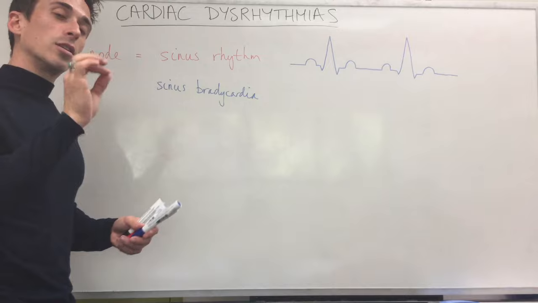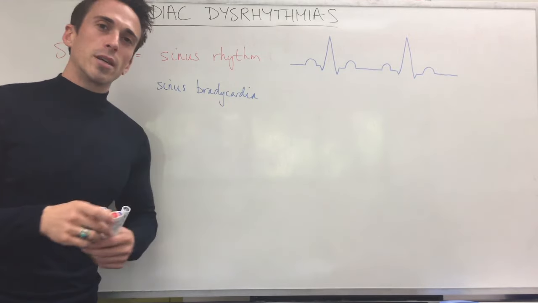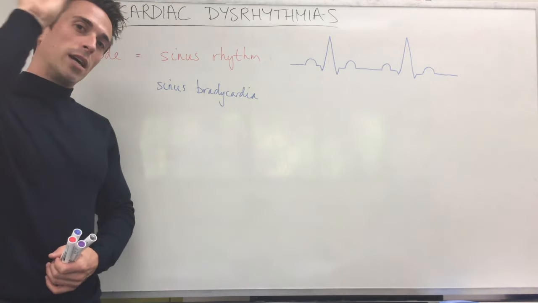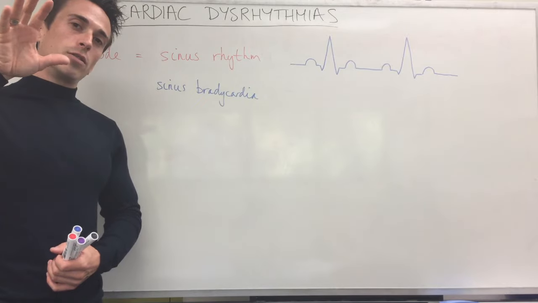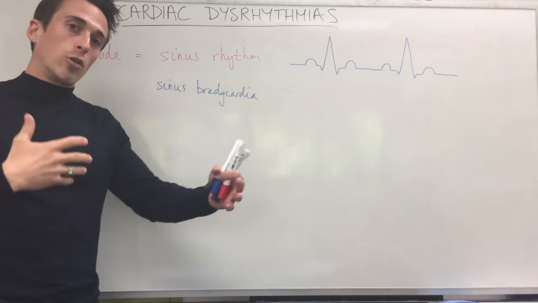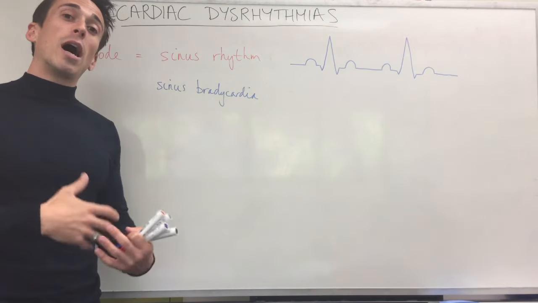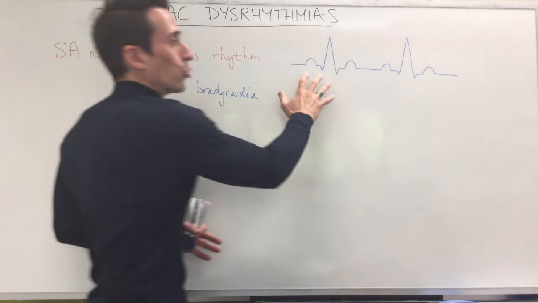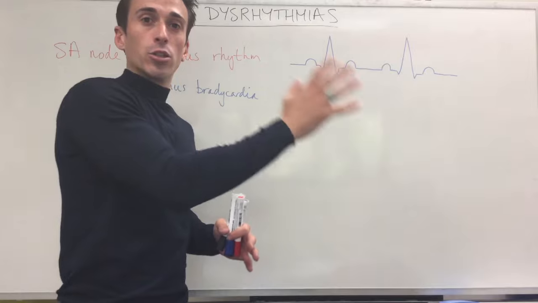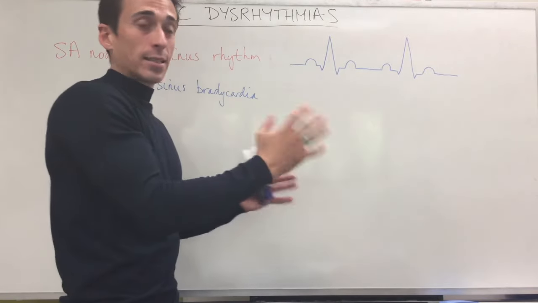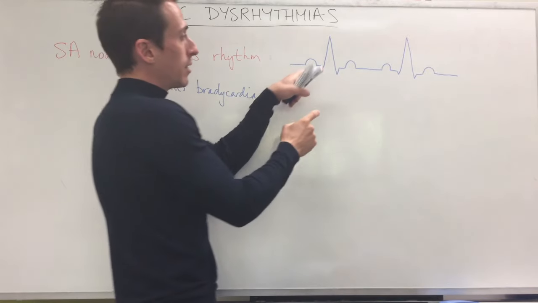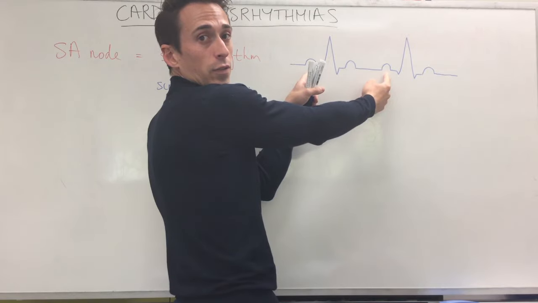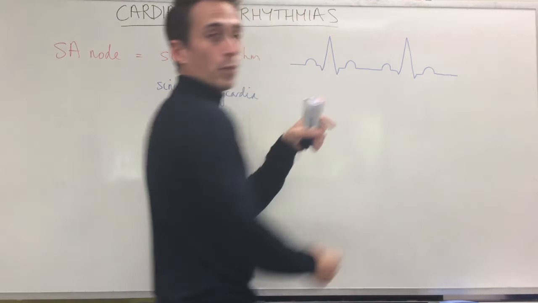Because it's the sinoatrial node, all it's telling you is that the spontaneous depolarization events of that sinoatrial node are happening more slowly over time, which means your heart rate is slowing down. That's all sinus bradycardia is. It's this normal ECG pattern, a normal cardiac rhythm, except it's slowed down, which means the P to P intervals are longer or wider.